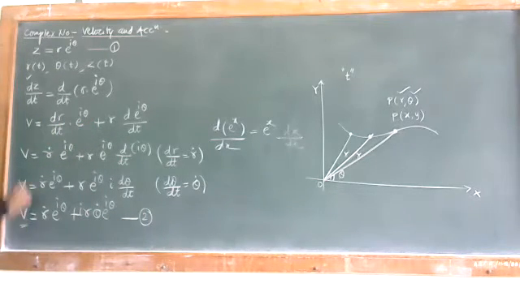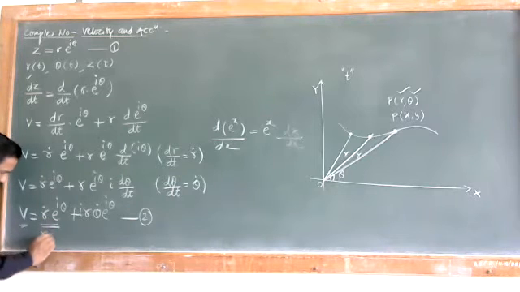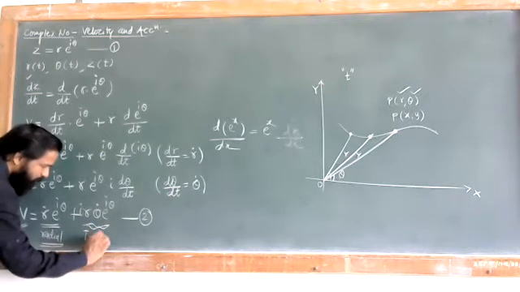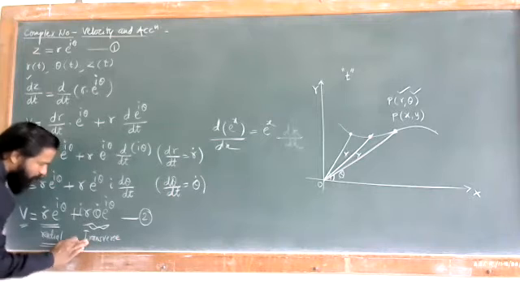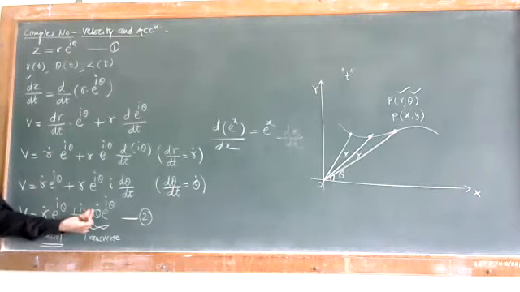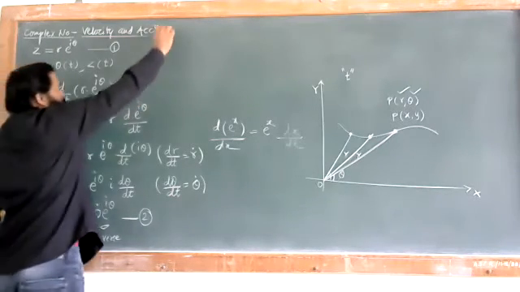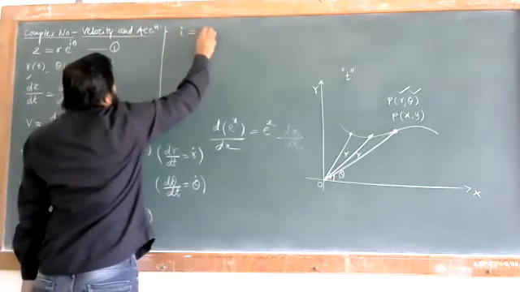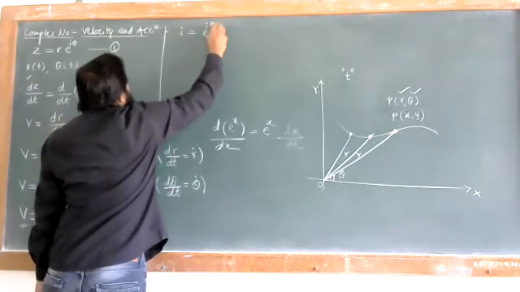So we have two parts of your velocity. You have r dot e raised to I theta, which is called the radial part of velocity, and this other term is called the transverse part, or the angular part of your velocity. So you have these two terms, r dot e raised to I theta plus I r theta dot e raised to I theta. Also, if you remember, we have calculated the value of I, and that value of I comes out to be e raised to I times pi by 2.